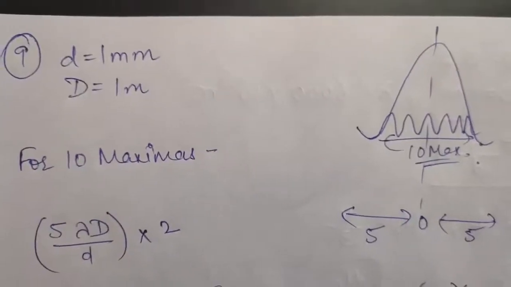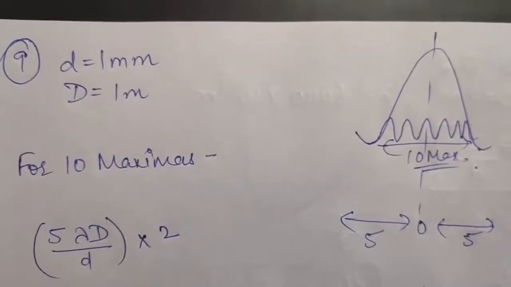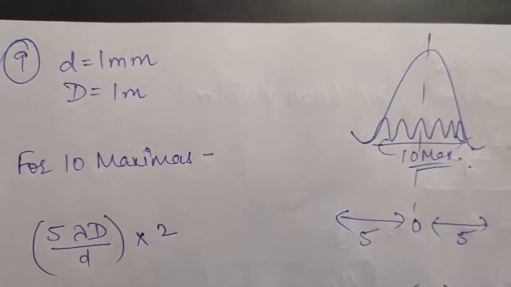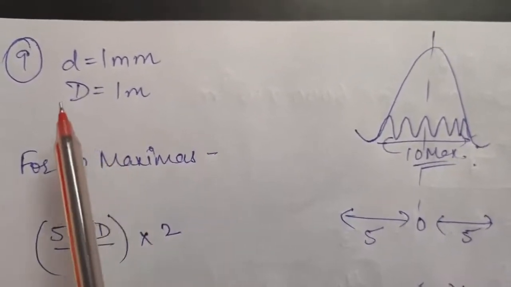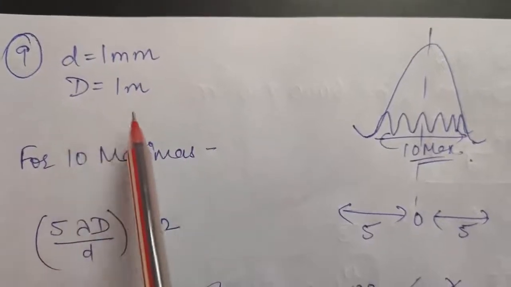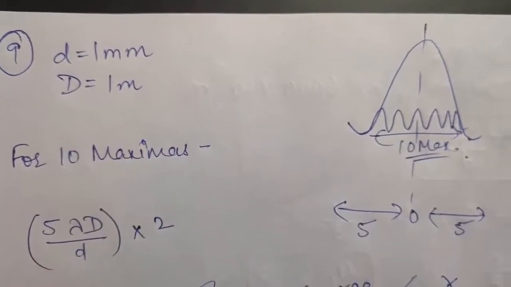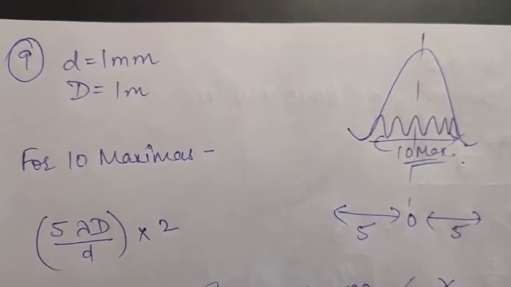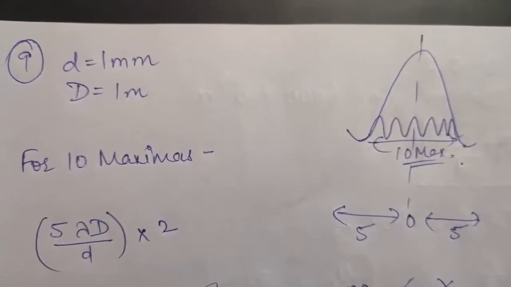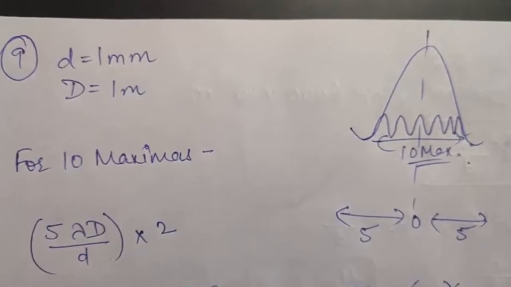Okay, so in question number 9 it is given two slits are made 1 millimeter apart and the screen is placed 1 meter away. That is, small d is 1 millimeter and capital D is 1 meter. What should be the width of each slit to obtain 10 maxima of double slit pattern within the central maxima of single slit pattern?